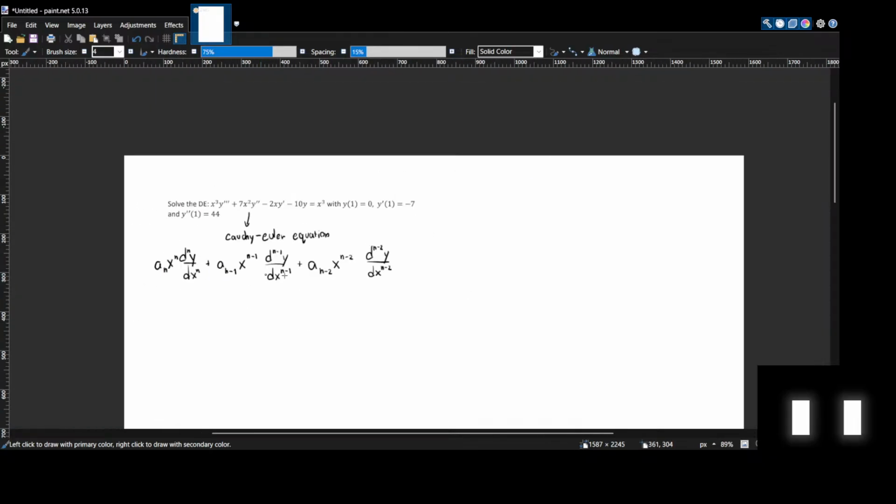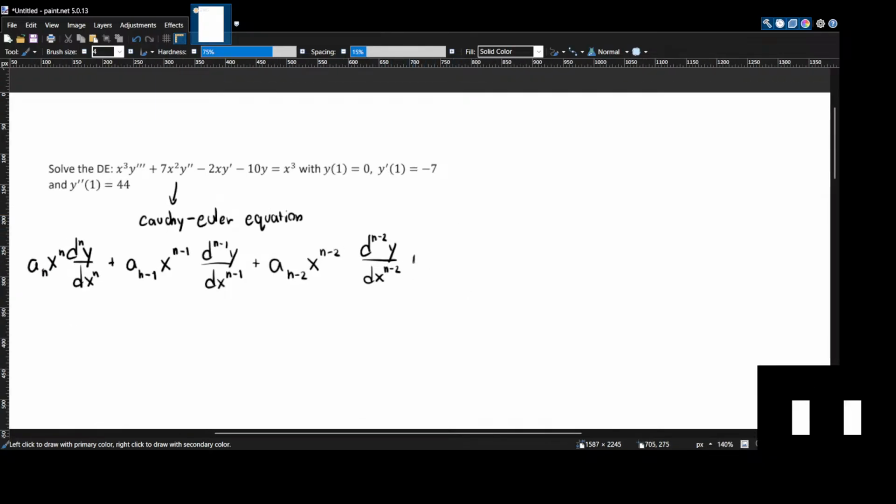You add this on and on and on until you get to the last few terms, that is ax and then the first derivative of y with respect to x.